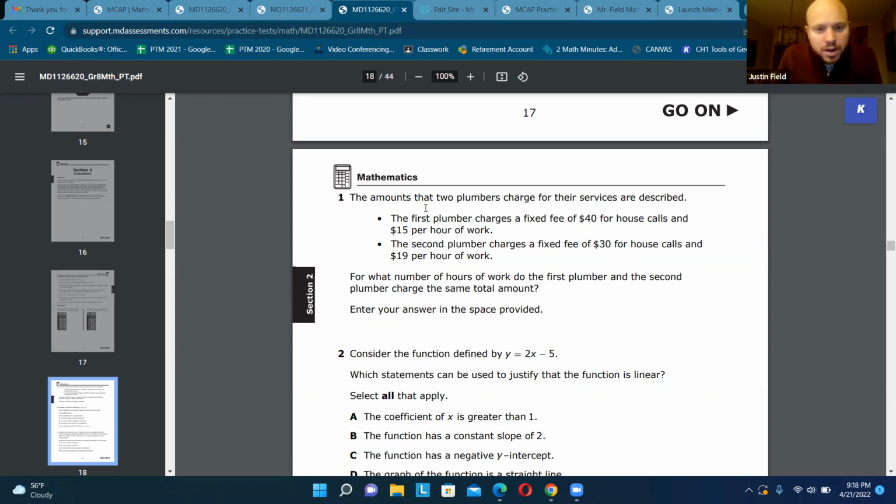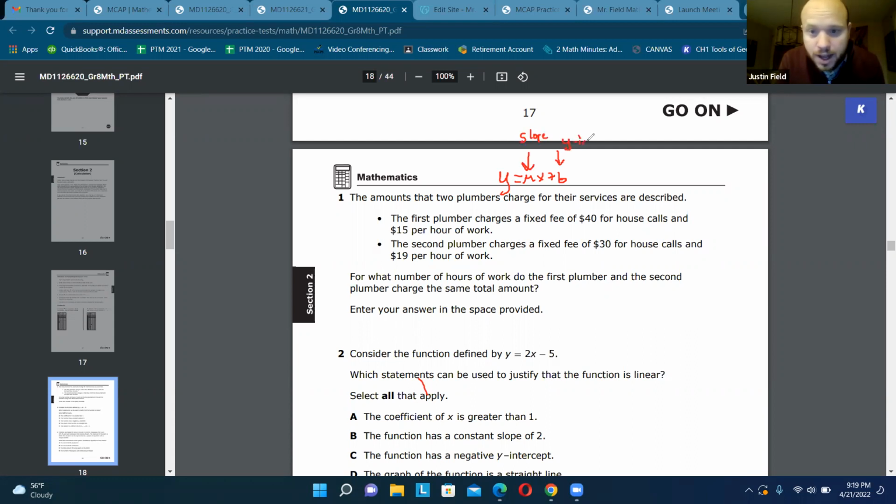Okay, so the amount that 2 plumbers charge for their services are described. The first plumber charges a fixed fee of $40 and $15 per hour of work. When I read that, the first thing I'm thinking is we have slope-intercept information. Do you remember slope-intercept? y equals mx plus b. That's all you need to know. You can graph a line. You'll be just fine if you remember the slope and the y-intercept.